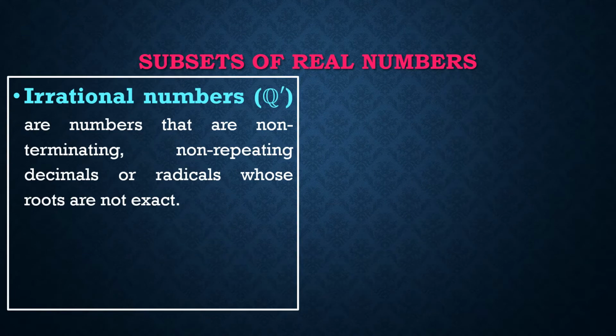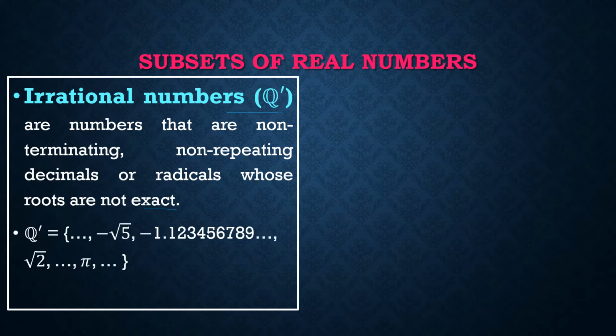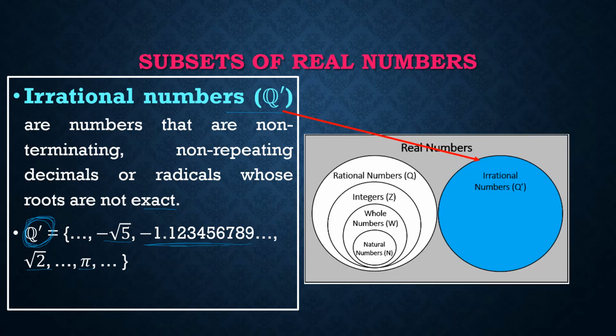Next, let us define irrational numbers. Irrational numbers, on the other hand, are numbers that are non-terminating, non-repeating decimals, or radicals whose roots are not exact. Here are some examples of irrational numbers. If rational numbers are represented by Q, then Q prime means that the number is an irrational number. Examples are negative square root of 5, this decimal which is non-terminating and non-repeating at the same time, the square root of 2, and the value of pi. It is represented by this circle on the right.